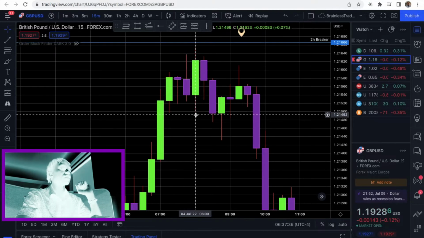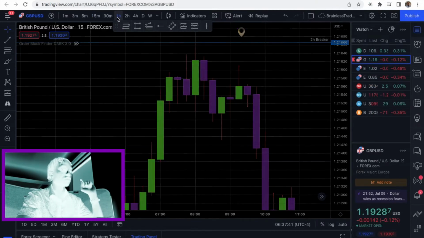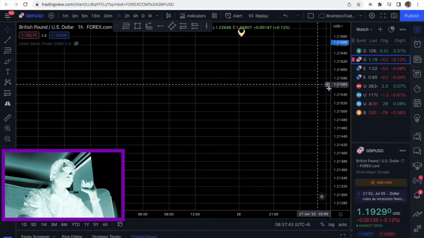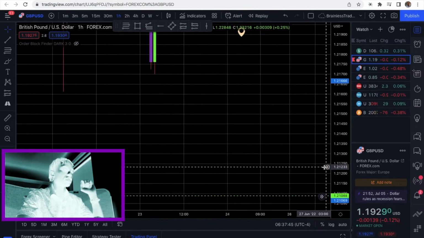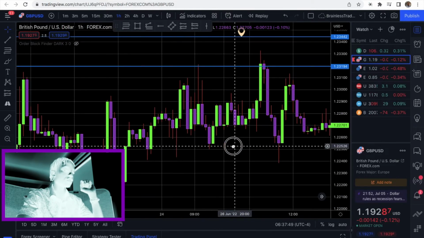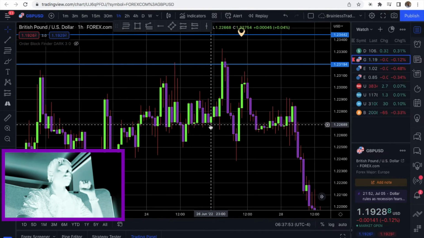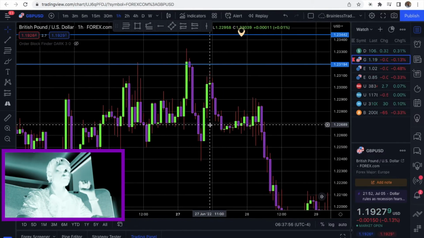This is on the 15-minute, but you could do the same thing with the hour chart, right? If you're going to do the hour chart, it's the same thing. You're looking for the same thing, the highest up close candle. It doesn't matter what chart you're on. Obviously, depending on what chart you're on, you're going to get a smaller or bigger order block, right?